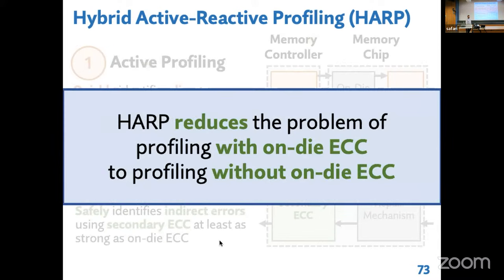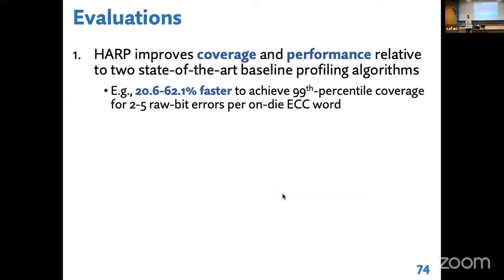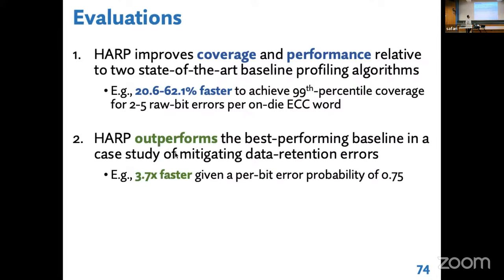So HARP, the latest work that I showed, reduces the problem of profiling with on-die ECC to profiling without on-die ECC. So you can reliably bypass in a very efficient way the on-die ECC to update your error profile. Okay, so HARP improves coverage and performance relative to the two state-of-the-art baseline profiling algorithms by some important margin, 20% to 62% faster, and 99th percentile coverage, right? It's quite good. And it outperforms the best performing baseline in a case study by 3.7x.